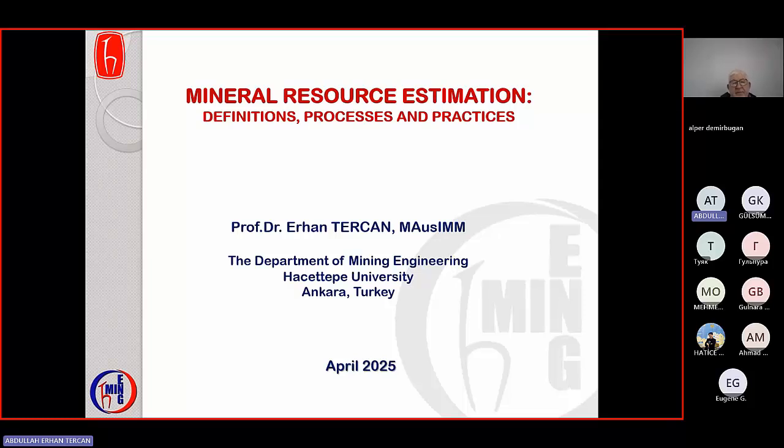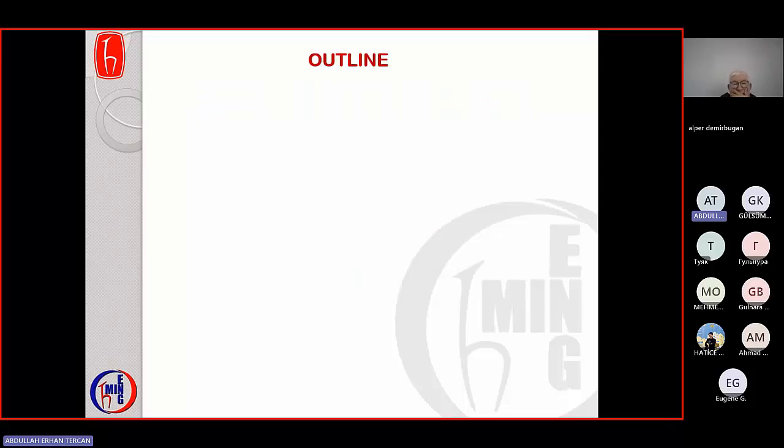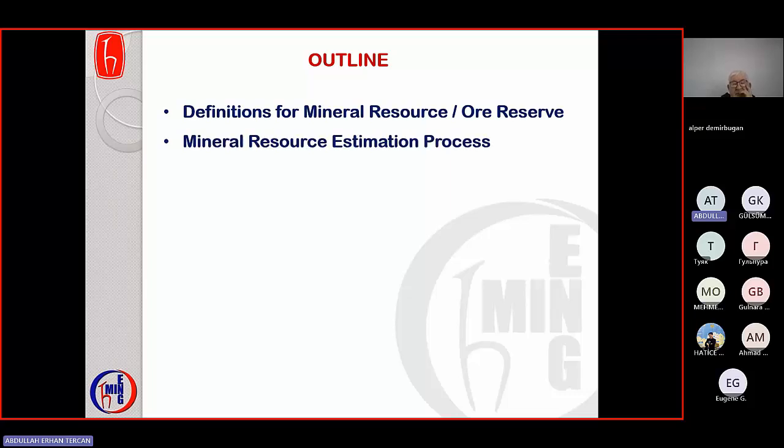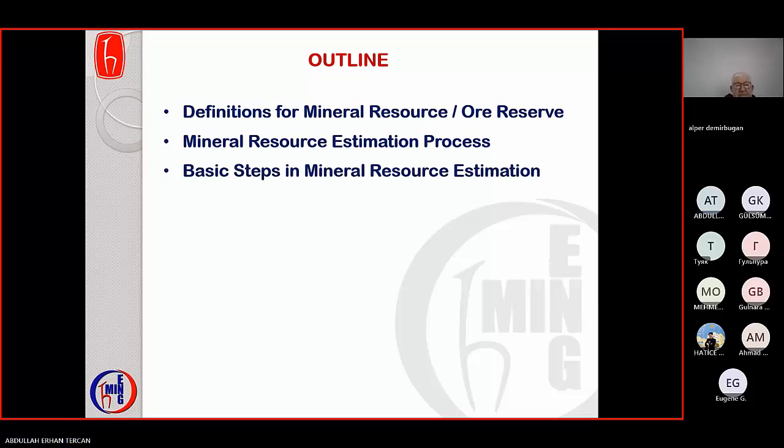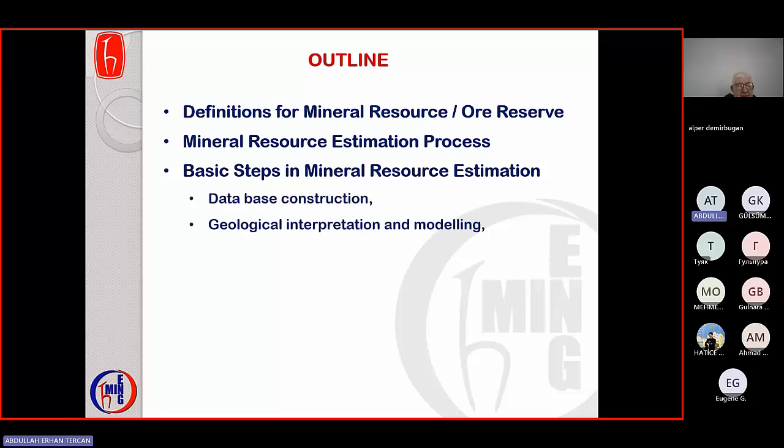Outline of the presentation will include definitions of mineral resource and ore reserve, actually not ore reserve, only mineral resource. Then I will describe the mineral resource estimation process and explain the basic steps in detail. The stages include database construction, geological interpretation and modeling, block modeling and grade estimation, and finally, resource modeling.